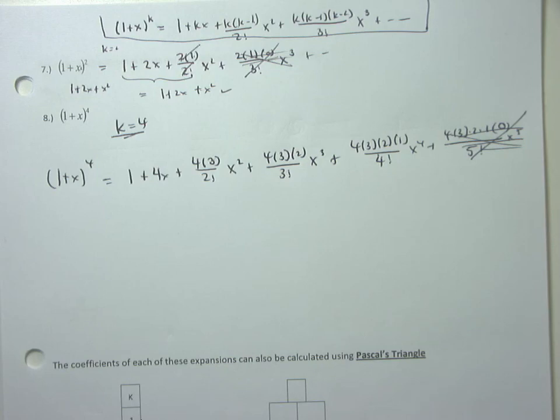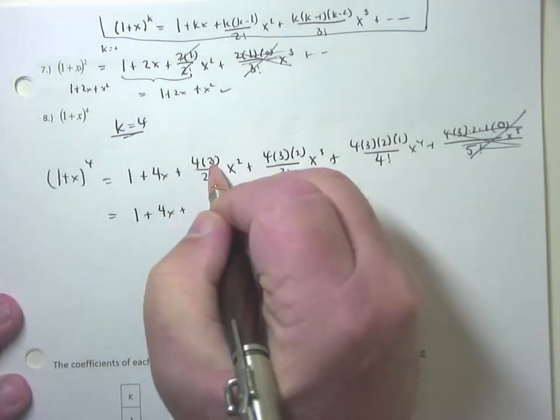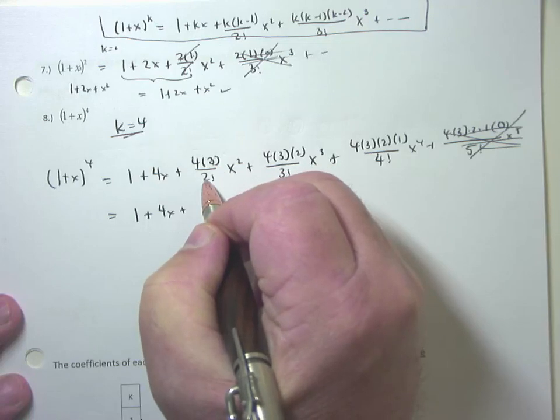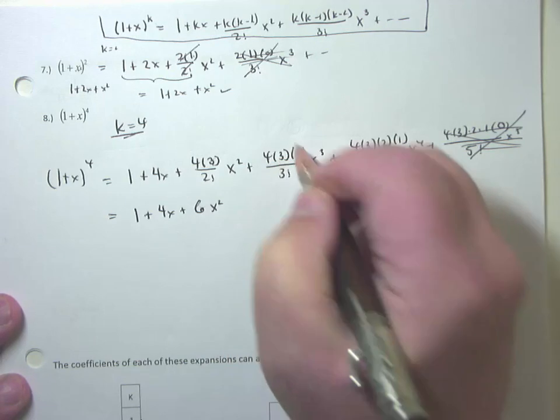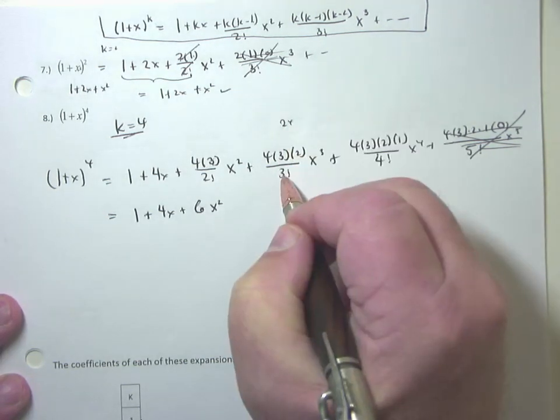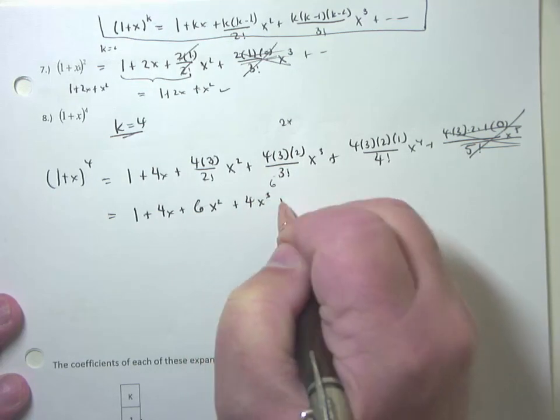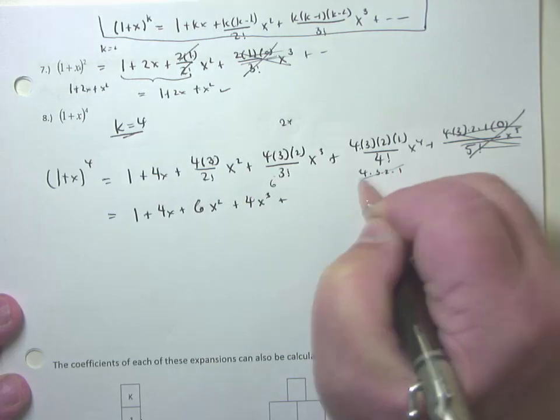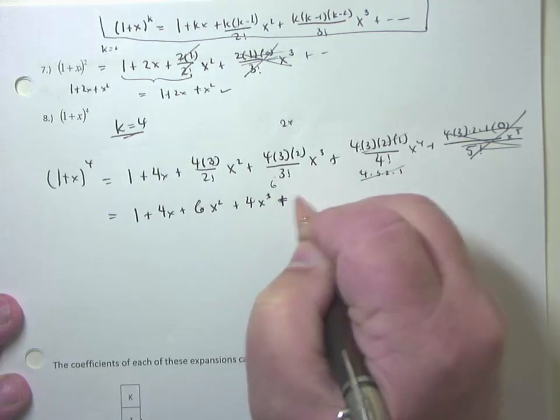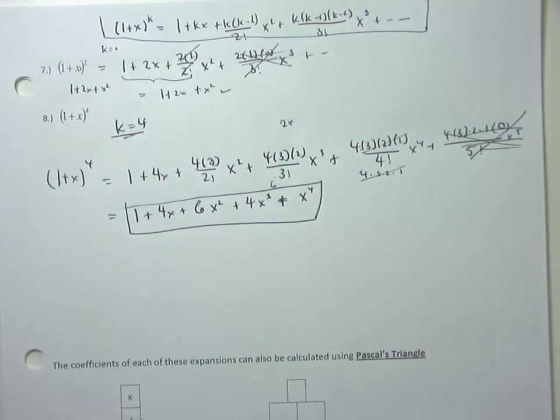So, expanding this guy out, this is 1 plus 4x plus 4 times 3 is 12. 2 factorial is 2. 12 divided by 2 is 6, x squared. 4 times 3 is 12 times 2 is 24. 3 factorial is 6. 24 divided by 6 is 4, x cubed. Plus 4, 3, 2, 1. 4 factorial is 4 times 3 times 2 times 1, so they completely cancel, plus x to the 4th. There it is expanded out.